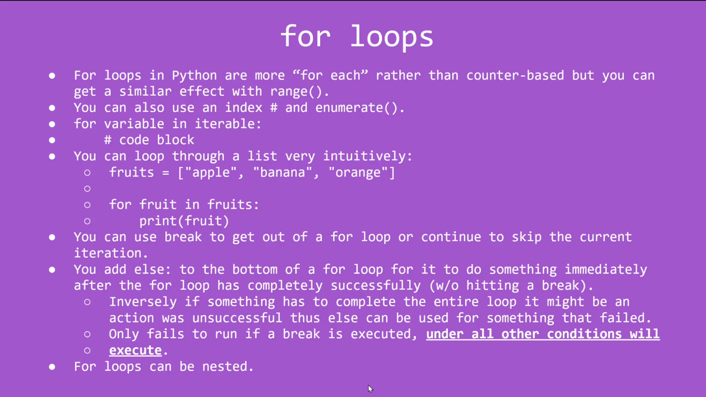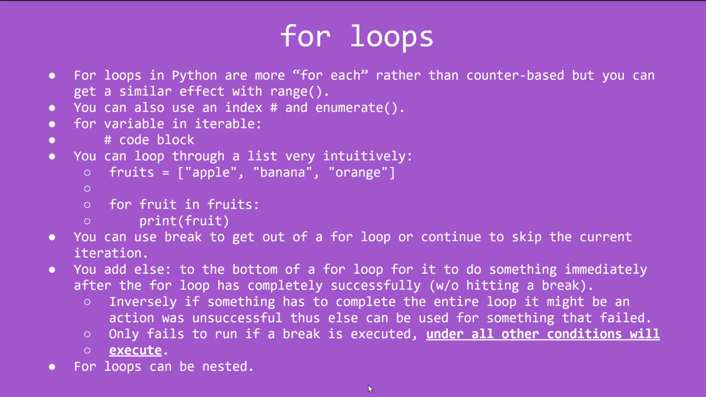And then let's talk about for loops. Now, for loops in some other languages are really more counter based. In Python, they're treated more as for each loops so that they're a little bit more intuitive. Although, if you need to do counter based loops, you can achieve that with the range function. Now, you can also use an index number and enumerate as well. So basically, it's for variable in iterable, then code block. Can also loop through a list pretty intuitively.